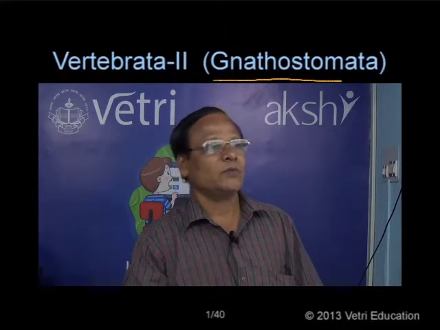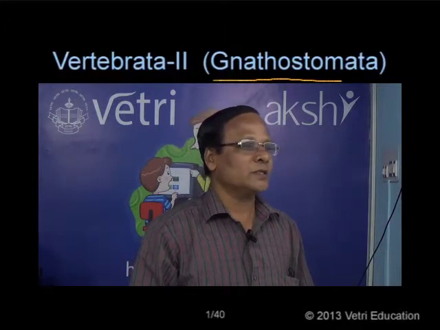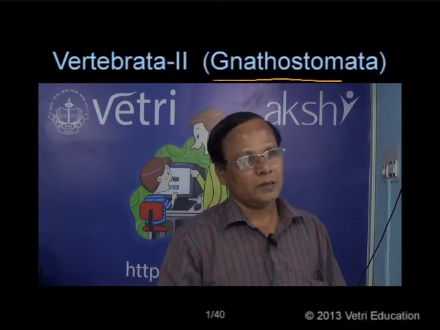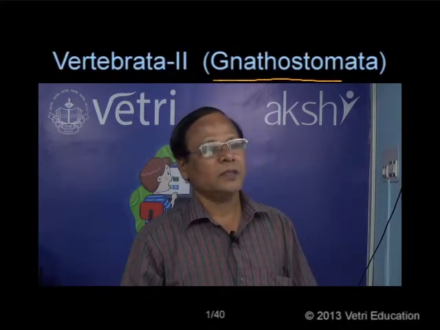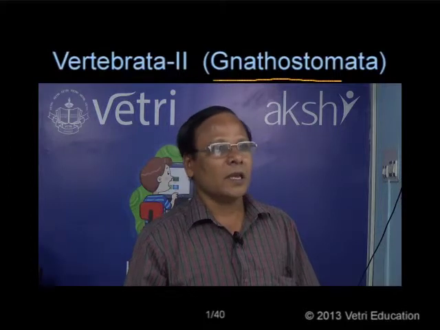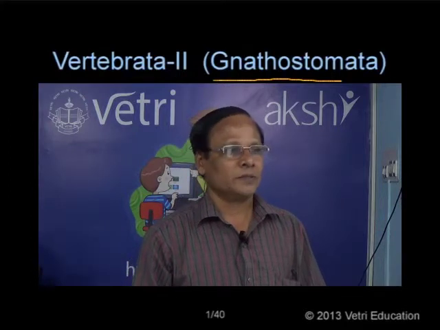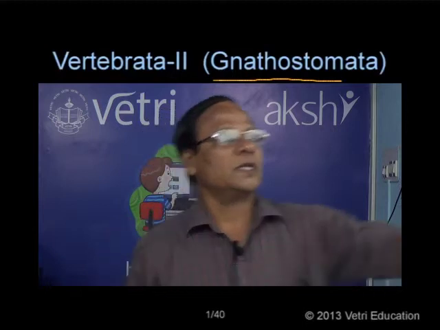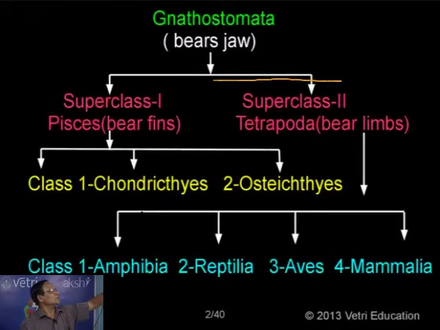So the other part of the vertebrates. Now this Gnathostomata includes mainly the fishes, the amphibians, the reptiles, birds and mammals. Now let's proceed further about this aspect. Here is once again the classification. Animals with the jaws are grouped under two superclasses. Superclass 1, the Pisces, and superclass 2, the tetrapods, otherwise called Tetrapoda.